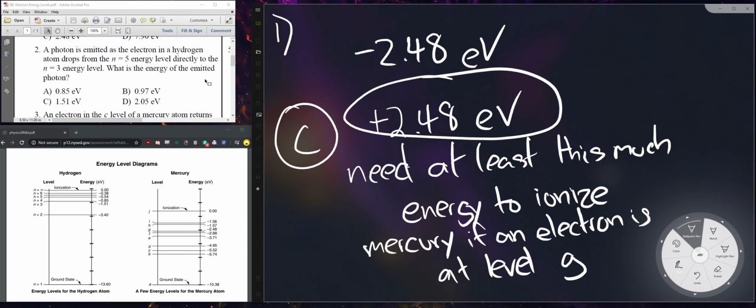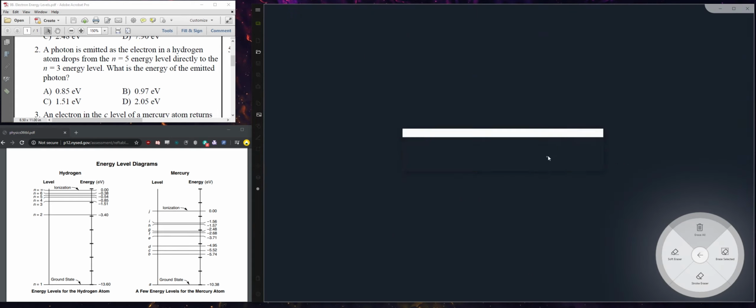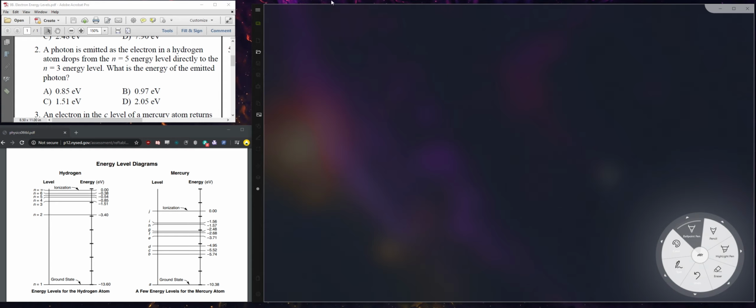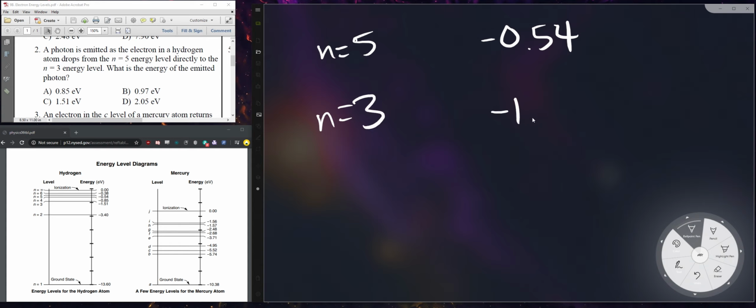Number 2, a photon is emitted as the electron in a hydrogen atom drops from n equals 5 directly to n equals 3. So you're looking at the hydrogen atom now, and it's going from n equals 5, the 5th energy level, to the 3rd energy level. What is the energy of the emitted photon? If you drop down energy levels, at n equals 5 it says negative 0.54. And at n equals 3, you have negative 1.51.